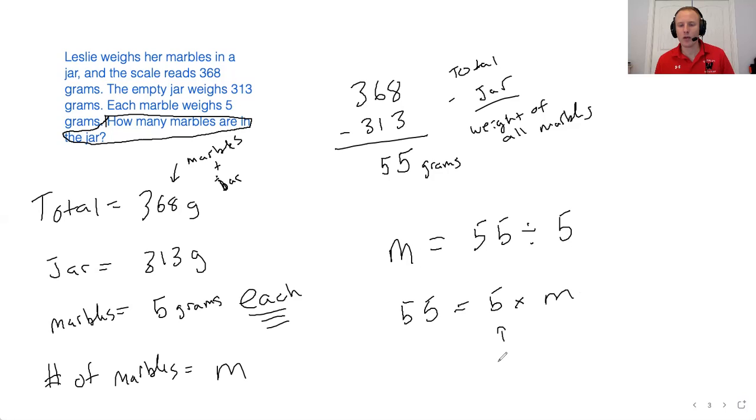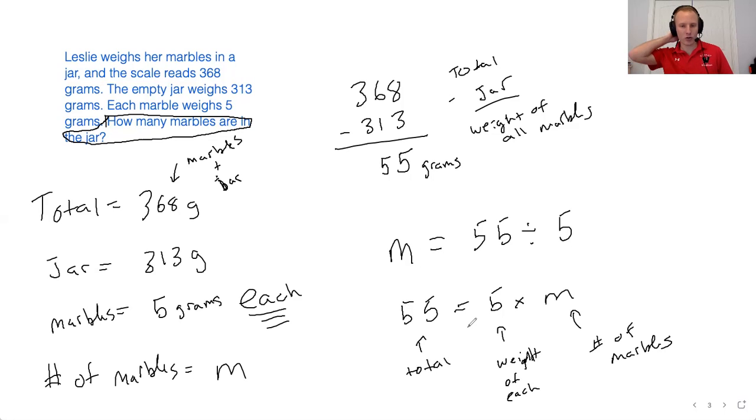So weight of each, pretend like that was a G and an H, of each, number of marbles, and total. Now there's a bunch of different ways you can solve this at this point.